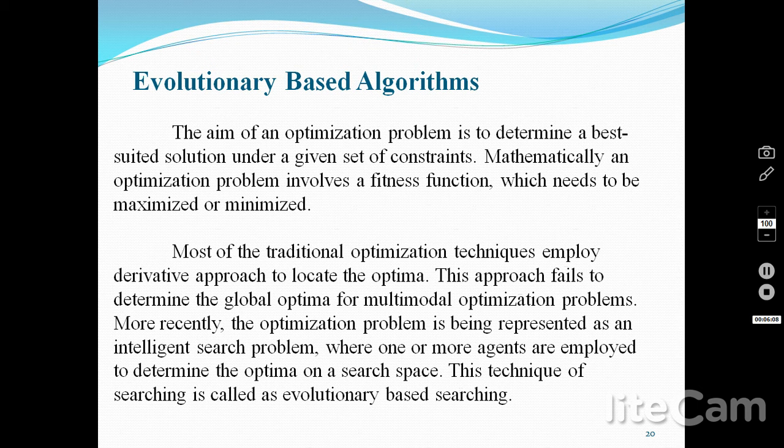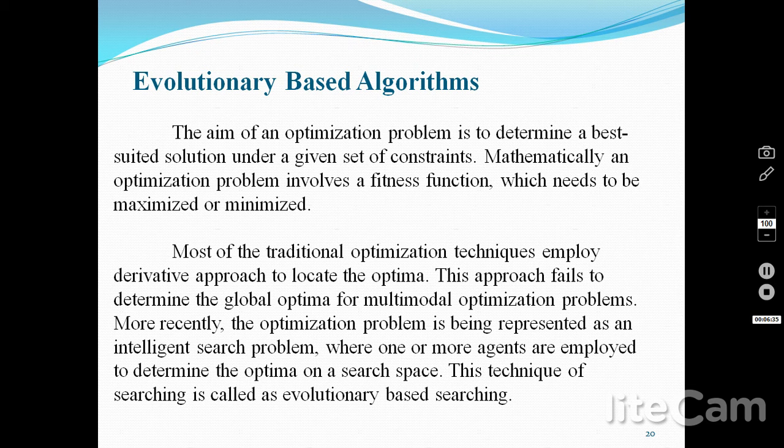Mathematically, an optimization problem involves a fitness function which needs to be maximized or minimized. Most of the traditional optimization techniques employ a derivative approach to locate the optima. This approach fails to determine the global optima for multi-modal optimization problems. More recently, the optimization problem is being represented as an intelligent search problem where one or more agents are employed to determine the optima on a search space.